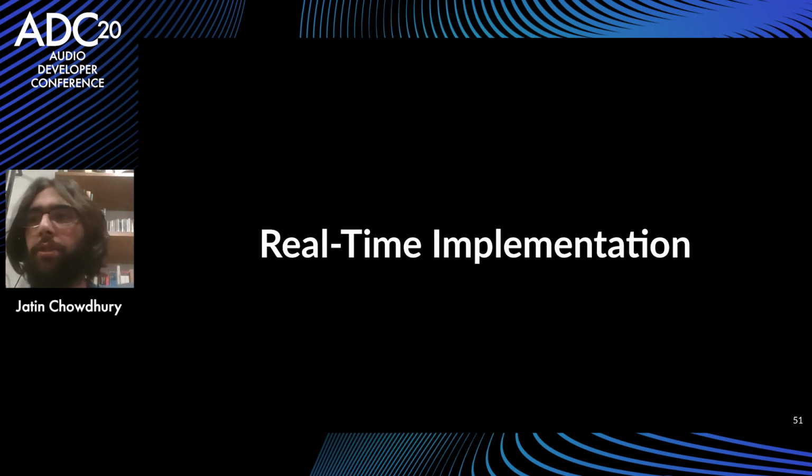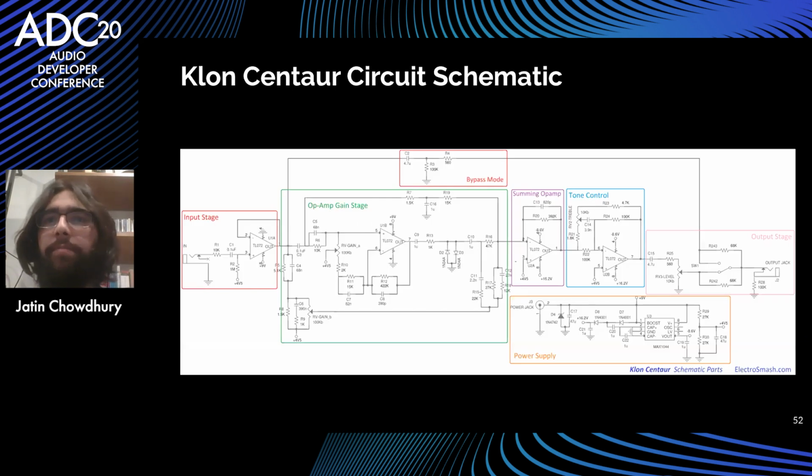Cool. So for the real-time implementation, this is the full circuit. Most of these elements of the circuit we've seen before in some respect, but there's the gain potentiometer here, there's the tone potentiometer there, and then there's an output gain or a level potentiometer way at the output here.